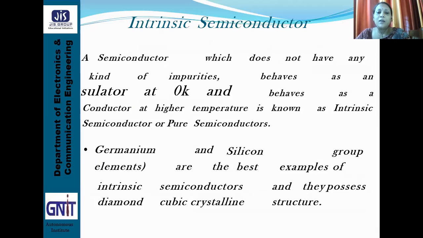Germanium and silicon are the best examples of intrinsic semiconductors, and they possess a diamond cubic crystalline structure. Among germanium and silicon, silicon is mostly used because of its availability in nature, and also because its energy band gap is higher. As the energy band gap is higher, there is less possibility of minor leakage current, because at room temperature there is less possibility that valence band electrons jump to the conduction band. Therefore, there is less possibility of leakage current.